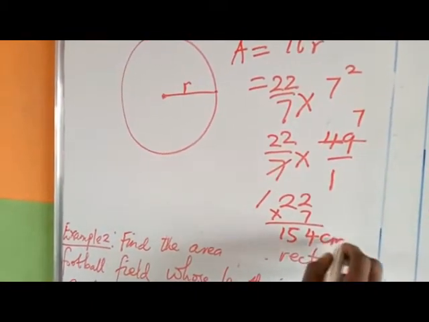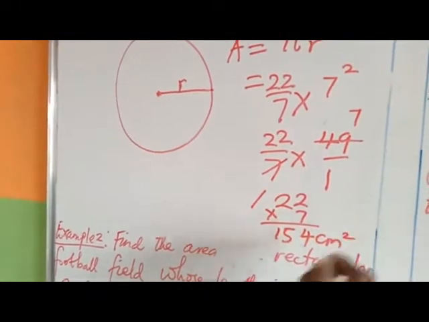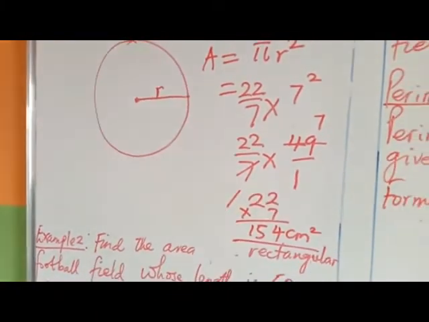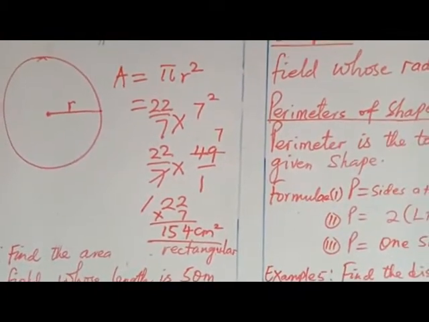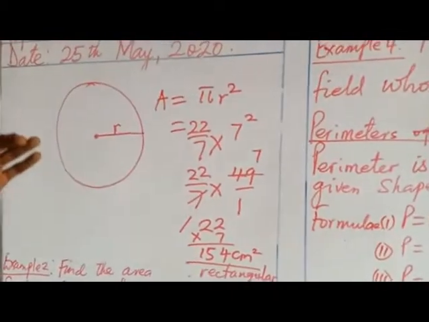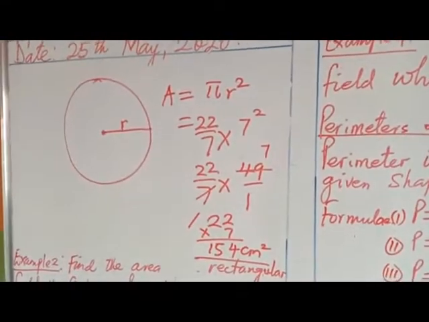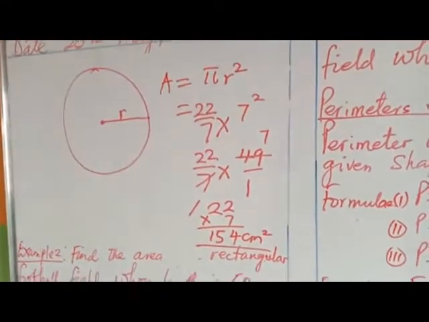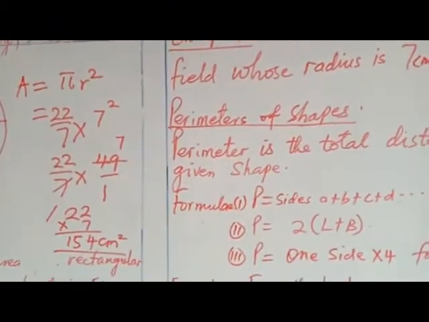And that gives us the area of the circle, which is 154 centimeters square. I hope that is understood. So you can see that we use a different formula for finding the area of a square and rectangle, a different formula for finding the area of a triangle, and this is the formula for finding the area of a circle.